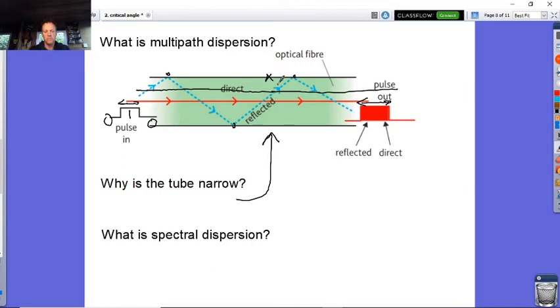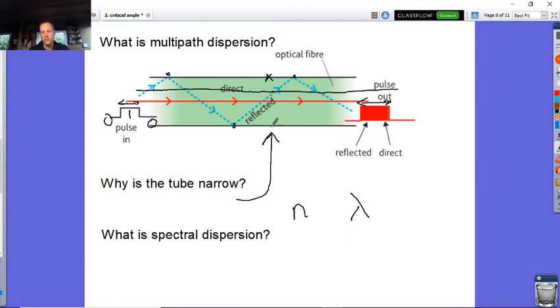Now, spectral dispersion is also something you've seen: the refractive index is dependent on the wavelength. You'll find this in your book, on page 194, and it mentions this all the way through. Because the refractive index is dependent on wavelength, as the light comes through, the critical angle will change slightly depending on the wavelength of the light.